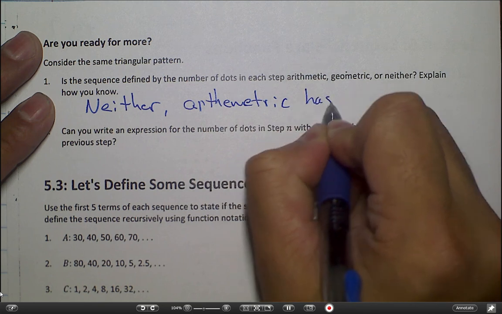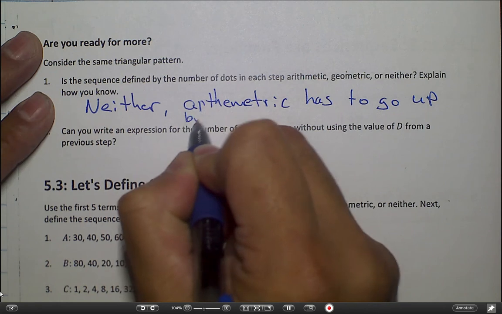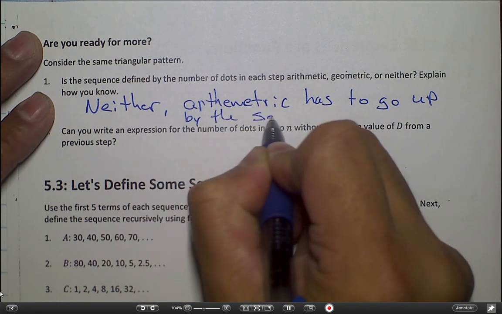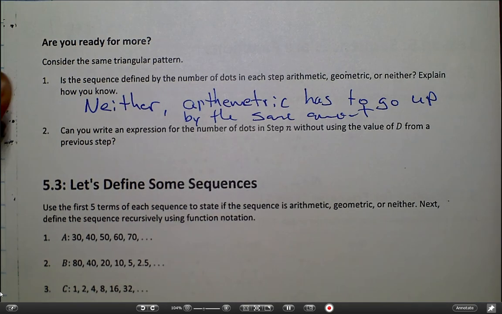Okay. So arithmetic has to go up by the same amount. I'm sorry, my penmanship is bad. Two, can you write an expression of the number of dots in step n without using the value of d from the previous step?